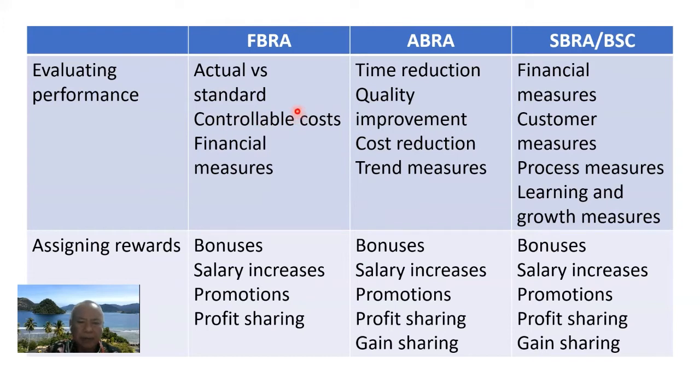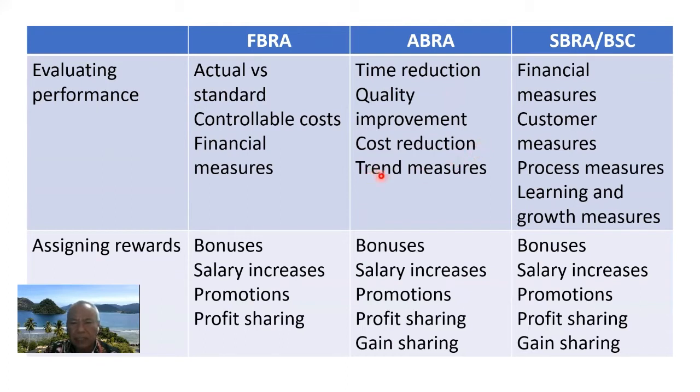And then we are using financial measures, like cost efficiency, targeted revenue or sales, targeted profit, or targeted return on investment. So we just use financial measures. But in activity-based responsibility accounting, we don't evaluate the performance only based on the financial, but also non-financial. In this case, time reduction is non-financial, right? Quality improvement is also a non-financial measure. Cost reduction is a financial measure.